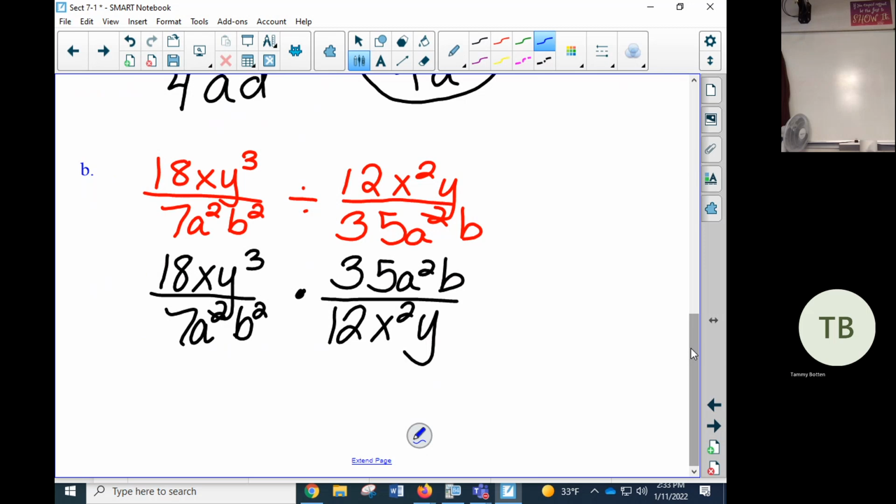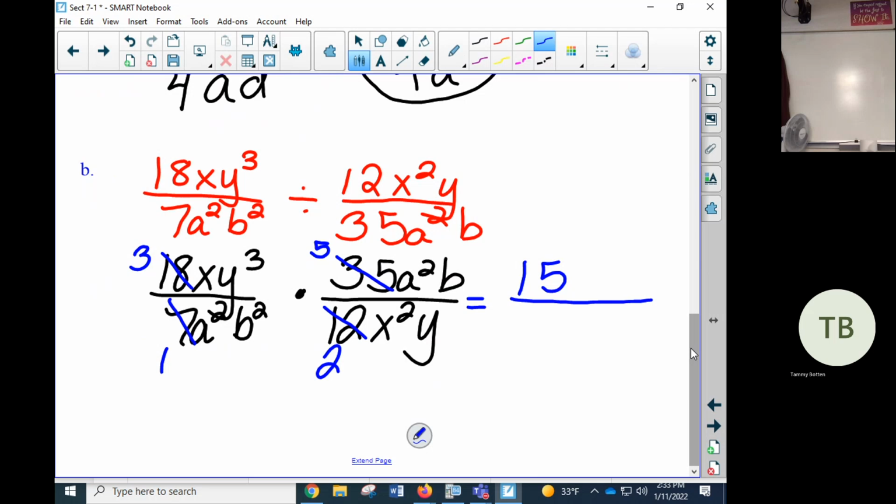6, right? 6 goes in here 3 times. 6 goes in here twice. What goes into 7 and 35? 7. 7 goes in here once. 7 goes in here 5 times. So on top, I have 3 times 5, which is 15.